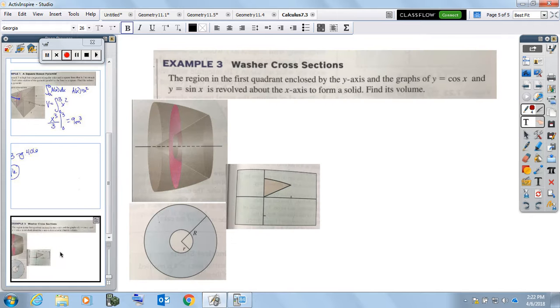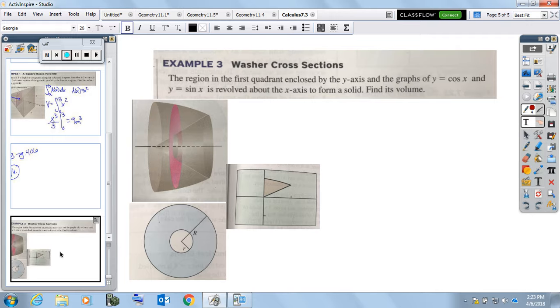And so today we're going to look into another example in which we talk about a washer as a cross section, where there's a hole in that cross section. What you see on the screen right now is 3 different images that have broken up this example in a couple different ways. Let's look at the example here.